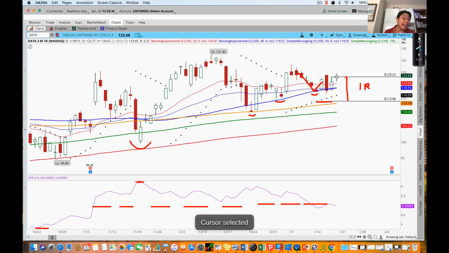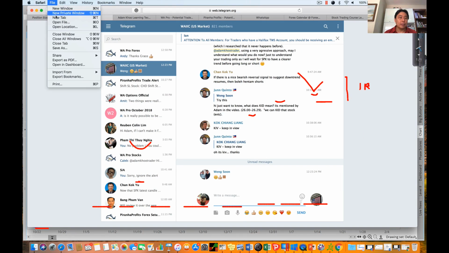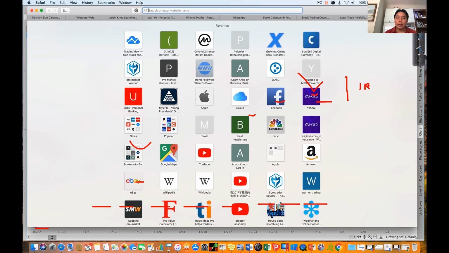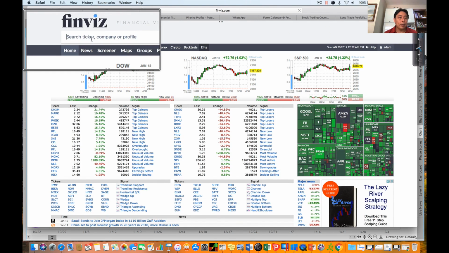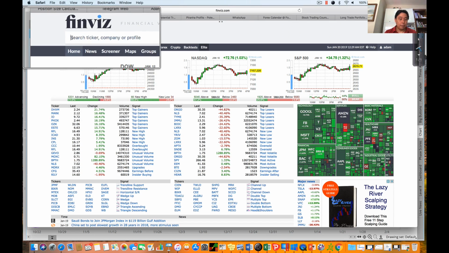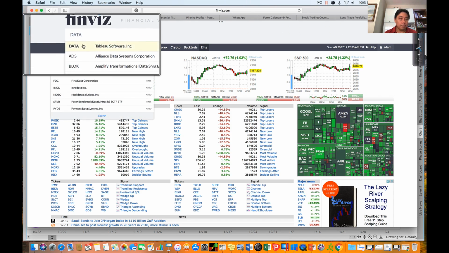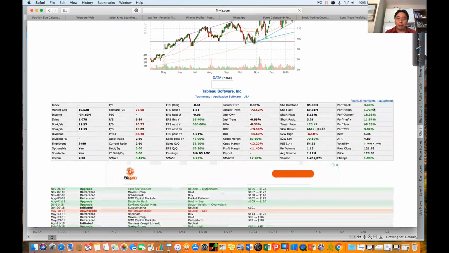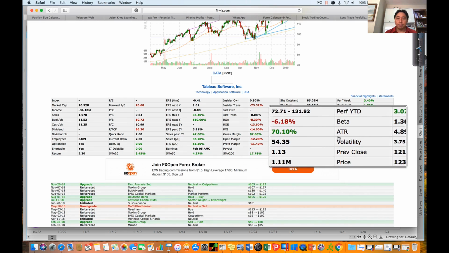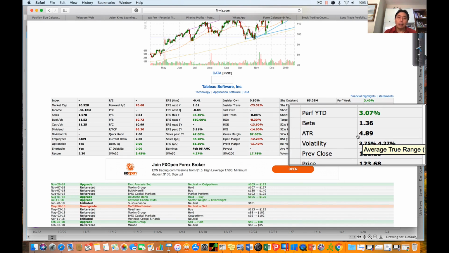Now there's another way, which is the lazy way. And the lazy way is to just go to FinViz. All right, go to FinViz and just put in the ticker symbol that you're looking for. In this case, it's data. And right below, they've got the ATR. There we go. Which is 4.89, which is pretty close to $5.